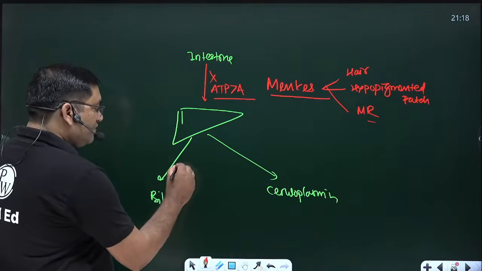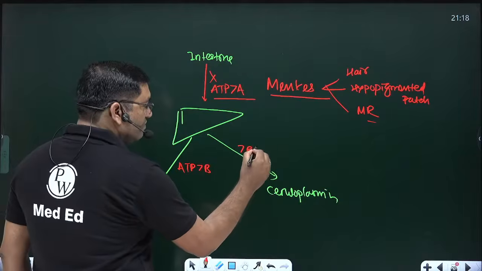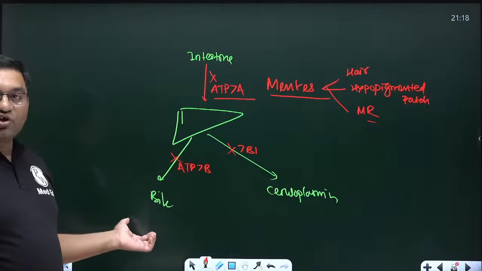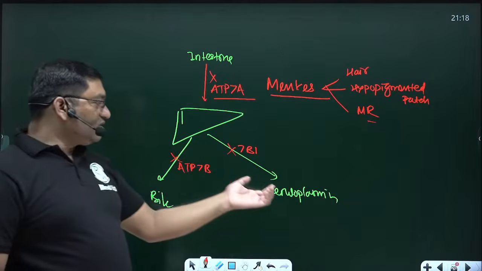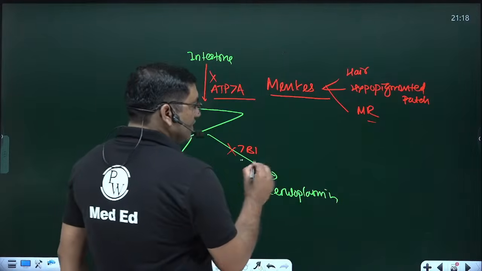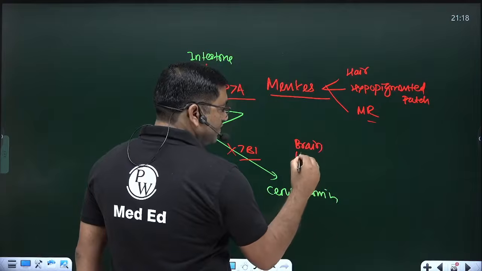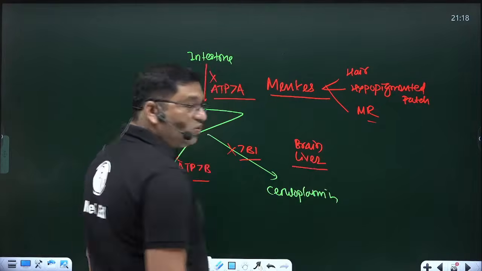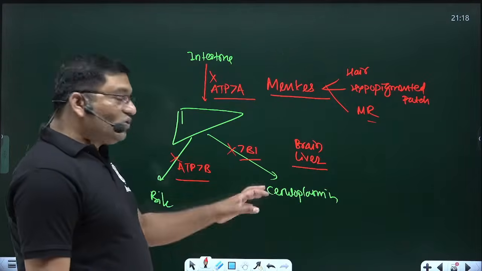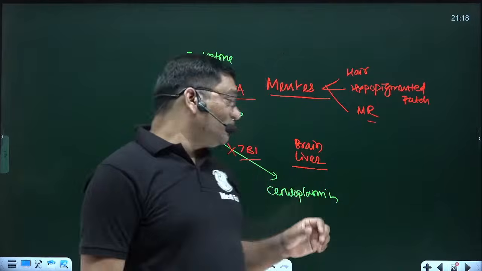Here ATP7B is mutated in Wilson's disease, and this causes the symptoms. So there is decreased excretion of copper into the bile and decreased incorporation of copper into ceruloplasmin. So this causes hepatolenticular degeneration. There is involvement of the brain and the liver: the lenticular nucleus of the brain and the liver are involved. The diagnostic gold standard test is liver biopsy and quantitative assay of the copper.